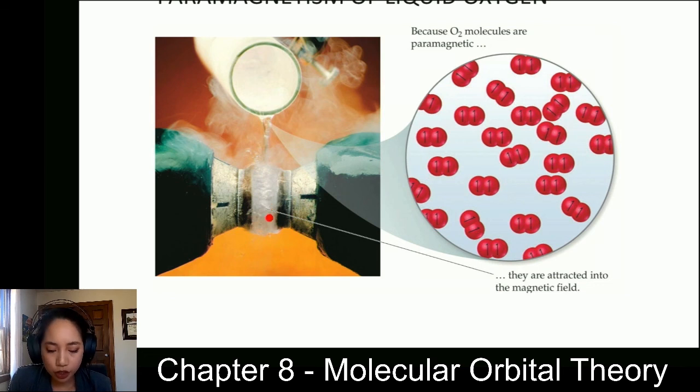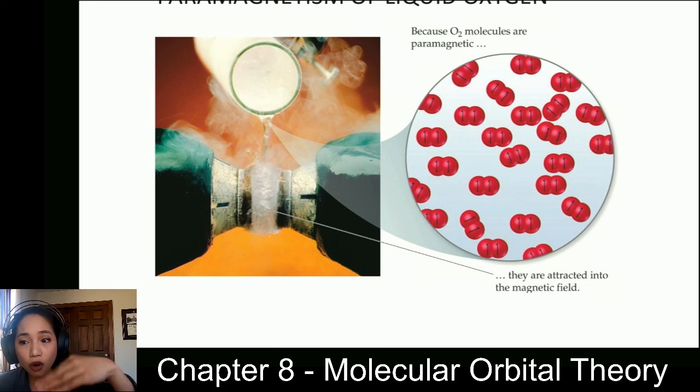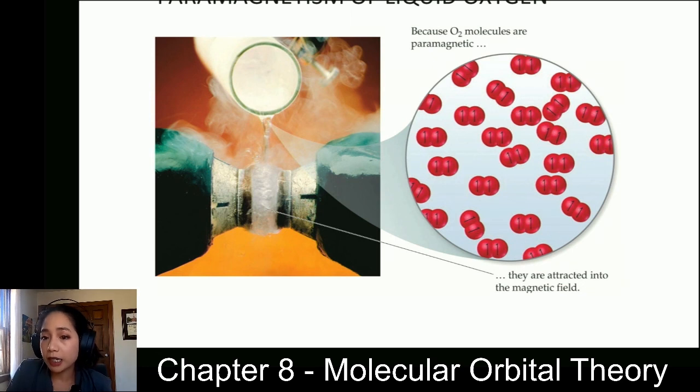So that's what this picture is showing. If you pour liquid oxygen onto the magnet, you'll see it stick. That's just showing you the paramagnetism of diatomic oxygen molecules. We don't really interact with the paramagnetism of the oxygen that we breathe on a daily basis, one, because we don't see oxygen. But with this demonstration, you can see clearly the paramagnetic properties of diatomic oxygen.